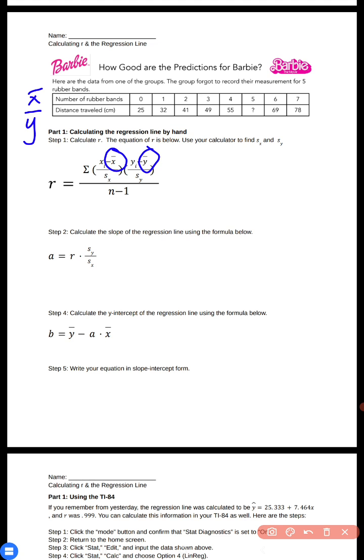Then you would also need to calculate the standard deviation for the number of rubber bands and the standard deviation for the distance traveled, right? And those are things your calculator can do for you. You learned that in the last unit.